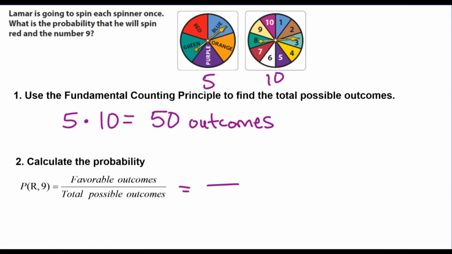That tells me my denominator in my probability. I know there are 50 possible outcomes. So what's the probability that I'm going to get red and a 9? Well, for that to happen, the spinner would have to land on red on this spinner and 9 on this spinner. There's only one way that can happen, if the spinner's on red and if that spinner's on 9. So there's one of those outcomes, red 9, out of the 50. So there is a 2% chance, or a 1 in 50 chance, that I'm going to get a red 9 out of this compound event.